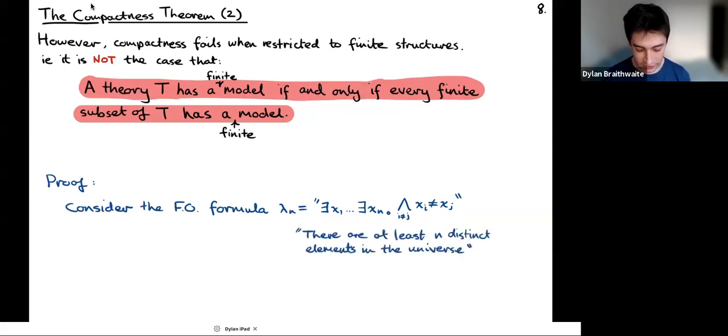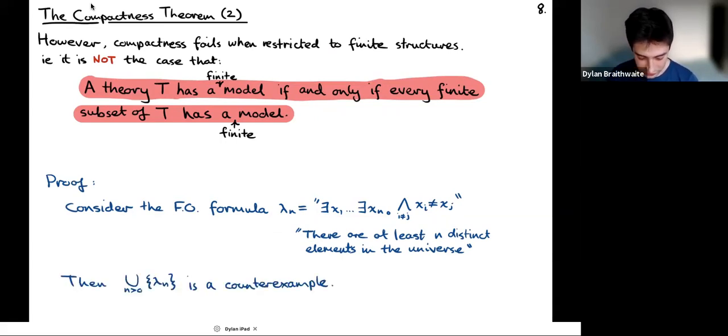And any finite subset of these sentences will have a model. It's just a set with n elements. But if you take the union of that, well, it does have a model, but it doesn't have a finite model. And so that suggests that compactness isn't really useful for working with finite structures.